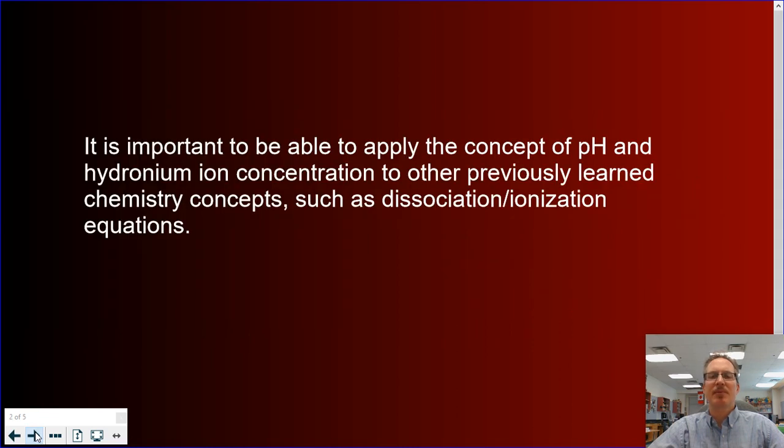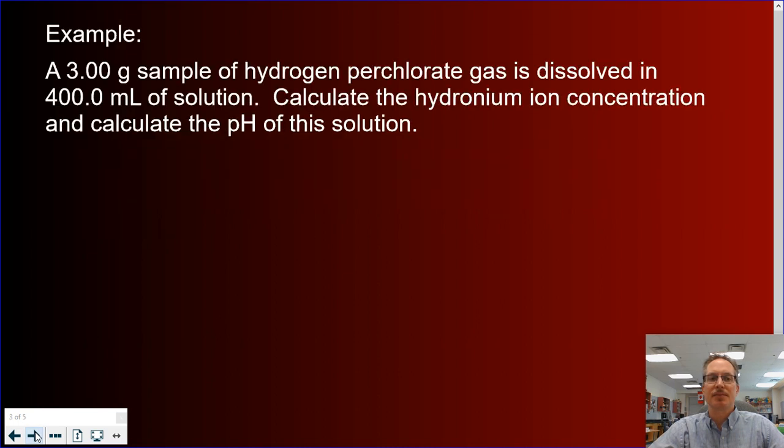It is important to be able to apply the concept of pH and hydronium ion concentration to other previously learned chemistry concepts, such as dissociation or ionization equations. If we take a look at this example, a 3.00-gram sample of hydrogen perchlorate gas is dissolved in 400 milliliters of solution. Calculate the hydronium ion concentration and calculate the pH of this solution.